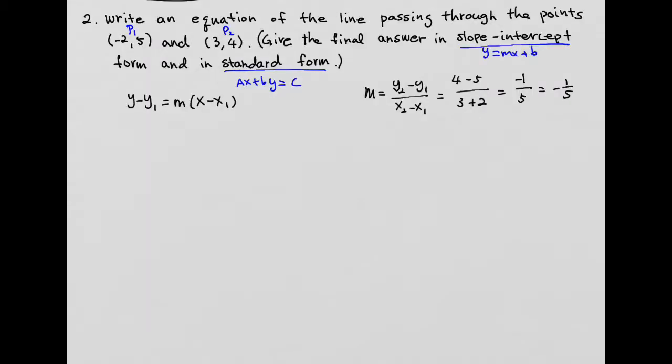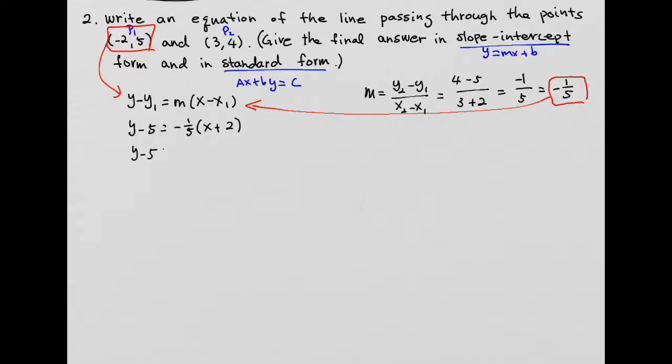Now that means I have the slope and point 1. And I can just replace it here, right? So then I get y minus 5 equals -1/5 times x minus -2. And I'm going to write it into slope-intercept form first. So distribute -1/5. I will get -1/5 x minus 2 over 5.